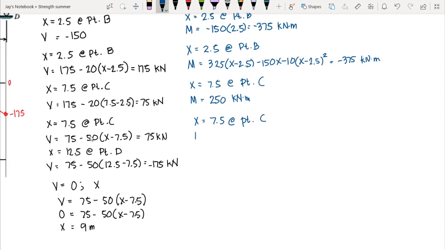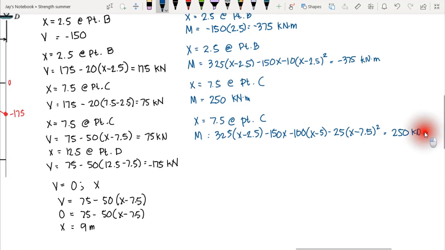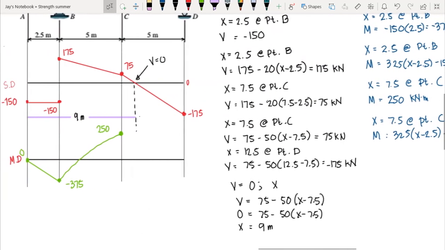We have the equation is equal to 325 times x minus 2.5 minus 150x minus 100 times x minus 5 minus 25 times x minus 7.5 squared. So we set the value of x here equal to 7.5, then we could have 250 kilonewton meters. So the same as with the previous equation at the same location, point C. So therefore our point here is correct, so our moment at this point is correct.